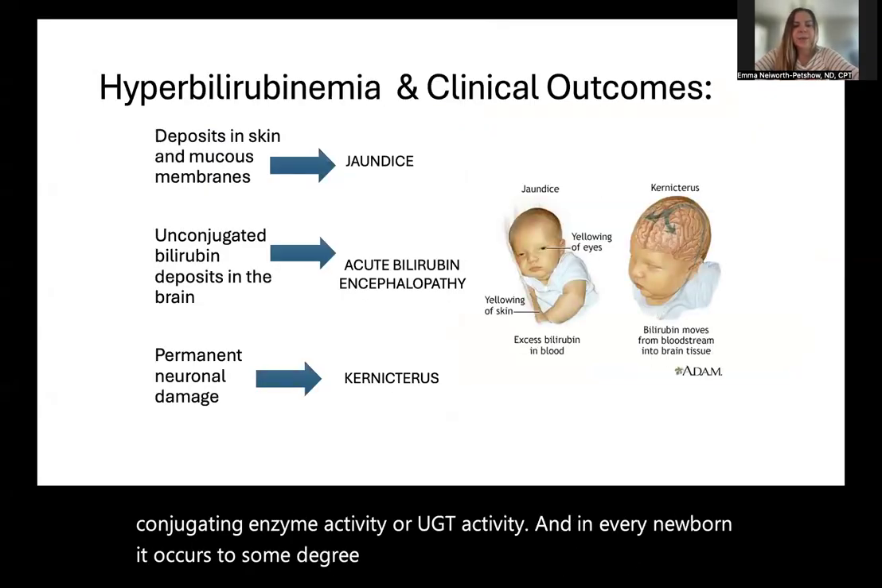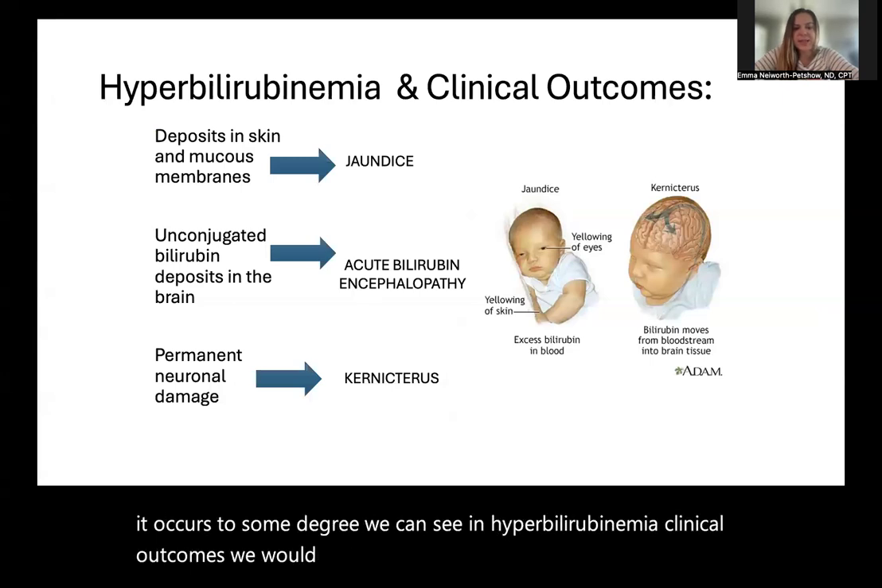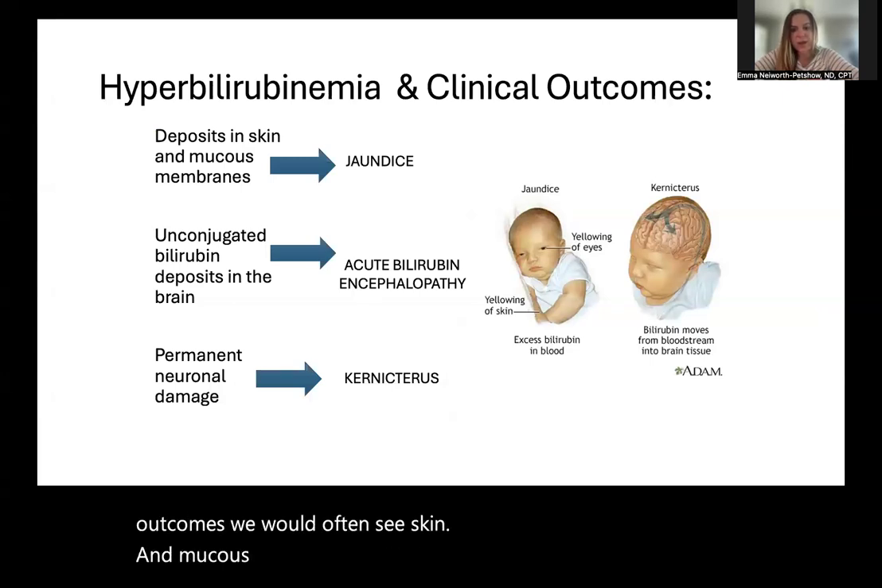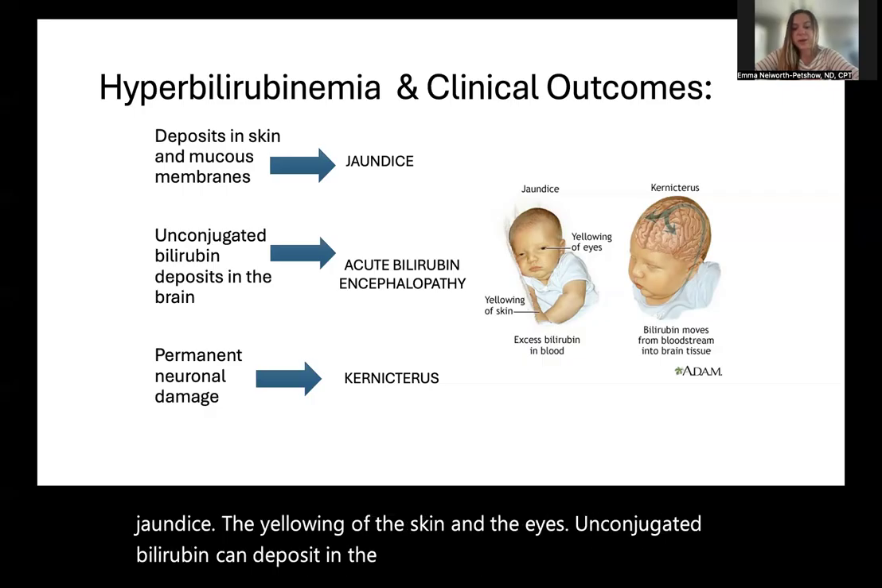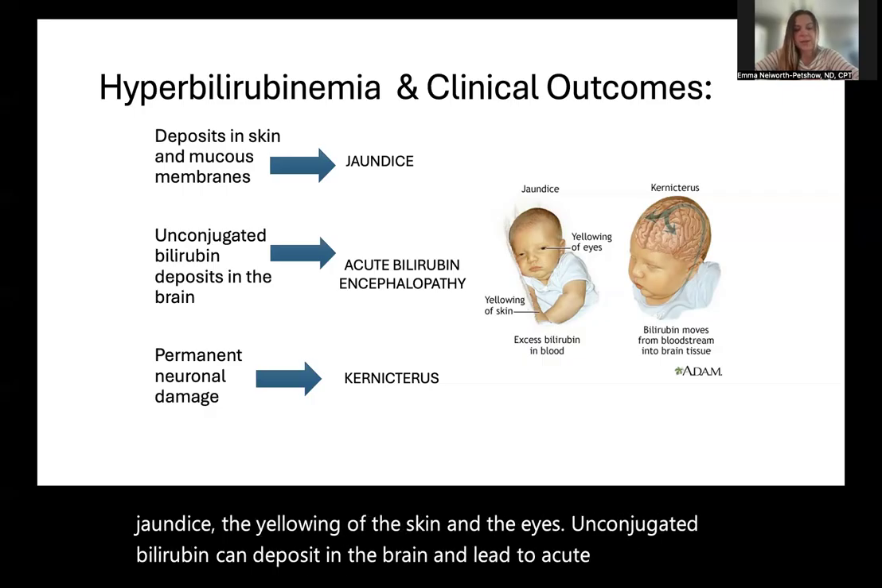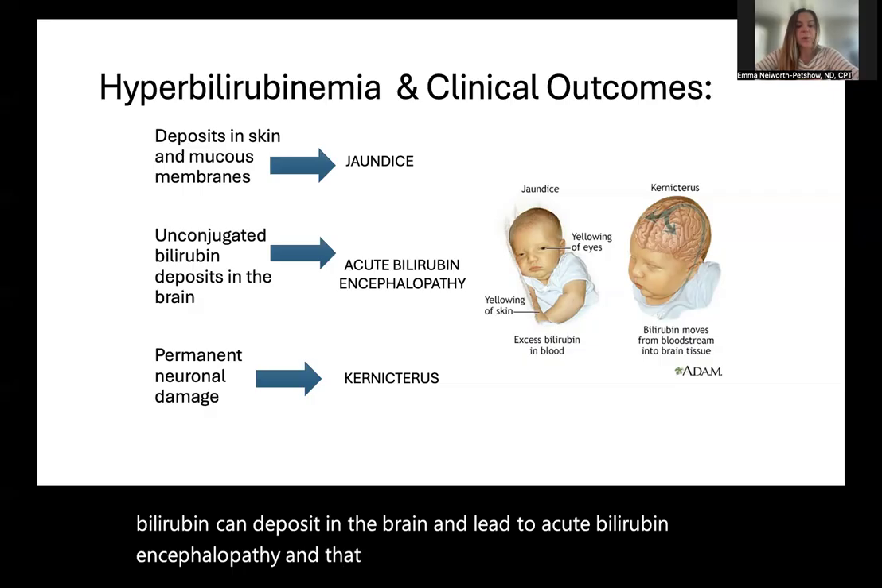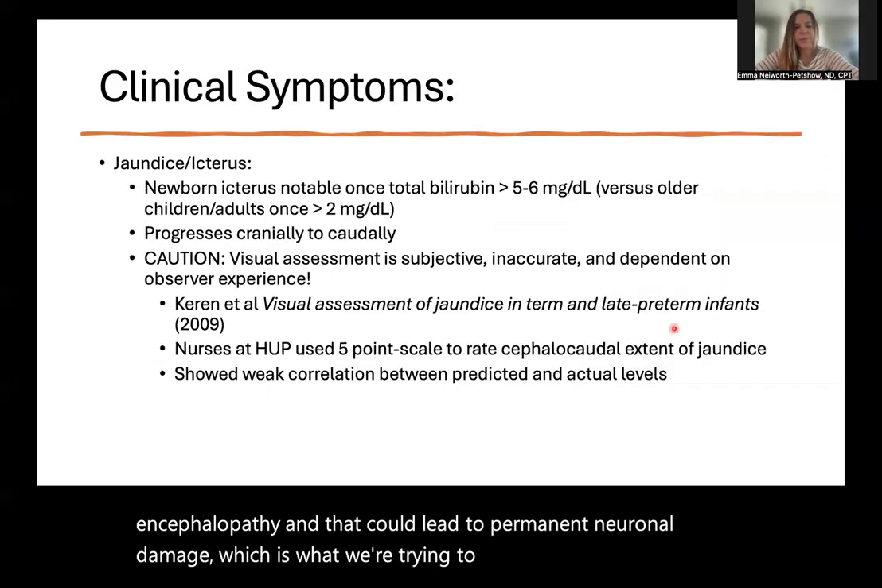We can see in hyperbilirubinemia clinical outcomes, we would often see skin and mucous membrane deposition of bilirubin, which looks like jaundice, the yellowing of the skin and the eyes. Unconjugated bilirubin can deposit in the brain and lead to acute bilirubin encephalopathy, and that could lead to permanent neuronal damage, which is what we're trying to avoid.